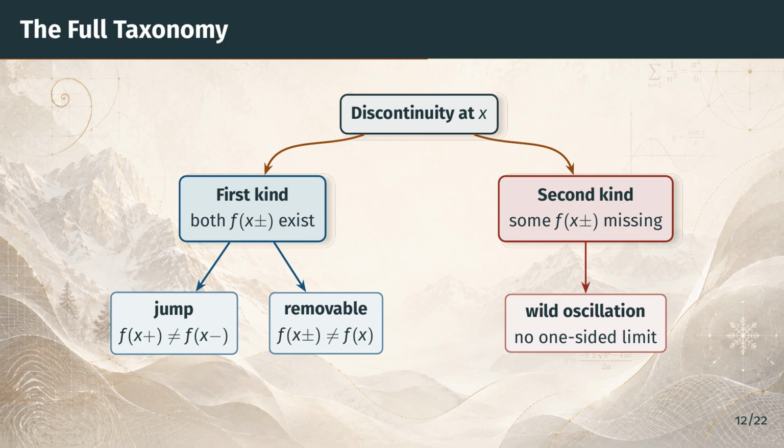The red branch on the right is the second kind, where at least one one-sided limit is missing. Its leaf is labeled wild oscillation, the behavior we will meet in a moment. Notice the whole tree is driven by just one yes or no question at each fork. So the scheme is genuinely simple. Keep this map in mind, because the four examples coming up are nothing more than instances sitting at its various leaves.